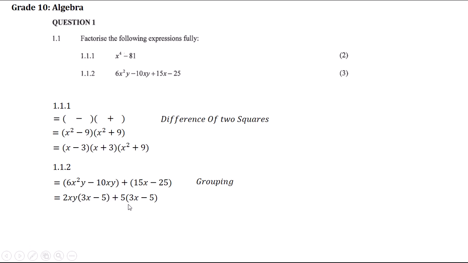Then after this step, we need to do what? We need to take out another common factor. 3x minus 5 and 3x minus 5 is another common factor that we have. So when you take out 3x minus 5, this is what you'll be left with. If you take out 3x minus 5, you are left with this one. If you take out 3x minus 5, you are left with positive 5. So this is what we have after we have factorized fully.